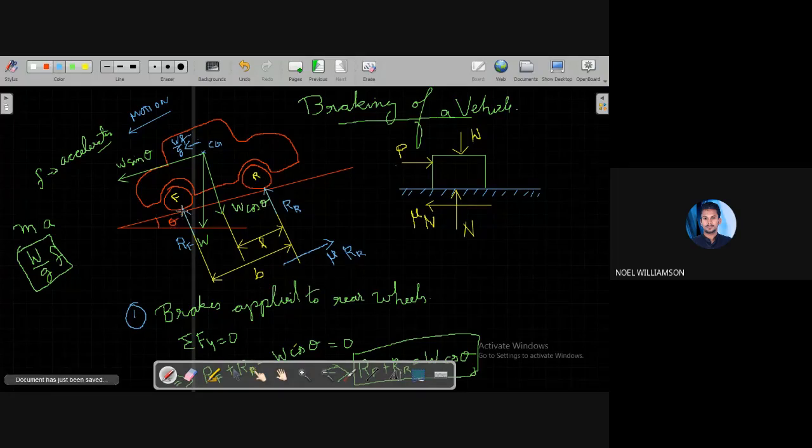While taking the moment, we can see what all forces will be there. W sine theta into this particular height, that is from the inclined surface to the center of gravity, let it be small h. The reaction force RF acts through the point, so there will be no moment. The force W sine theta at a distance h gives the moment W sine theta into h, and the inertia force W by g into f at a distance h gives the moment W by g into f into h.